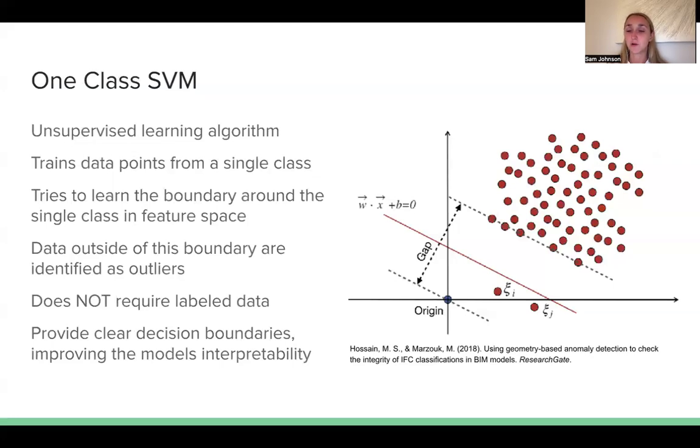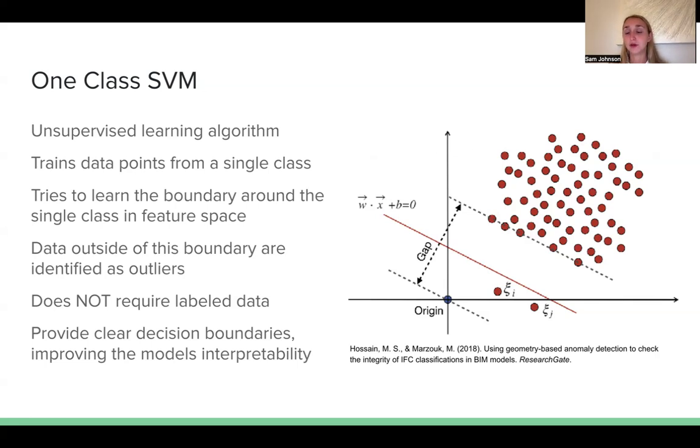Next, we're going to briefly touch on one class support vector machines. Similar to an isolation forest, it is also an unsupervised learning algorithm, and it trains data points from a single class. Now, this is different from a traditional support vector machine in that a traditional SVM trains from two classes. So the one class SVM tries to learn the boundary around that single class within the feature space. Then any data points that fall outside of that specified boundary are labeled as outliers or anomalies.